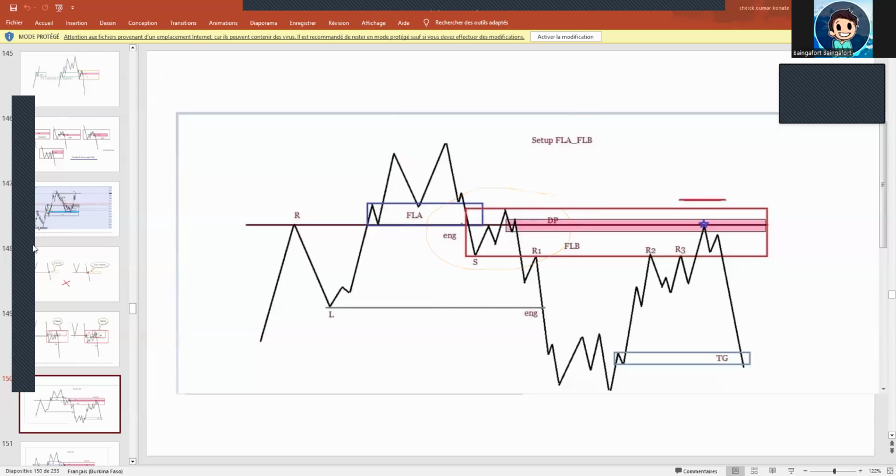The last condition is the price needs to break this low here. This one is like the real low. From here, the price moved to break the resistance to create the flag E. The price needs to break that low to make this kind of engulf. Otherwise, it is not the setup.